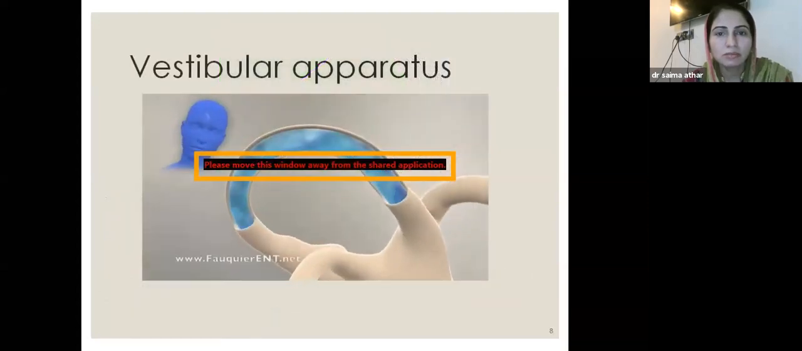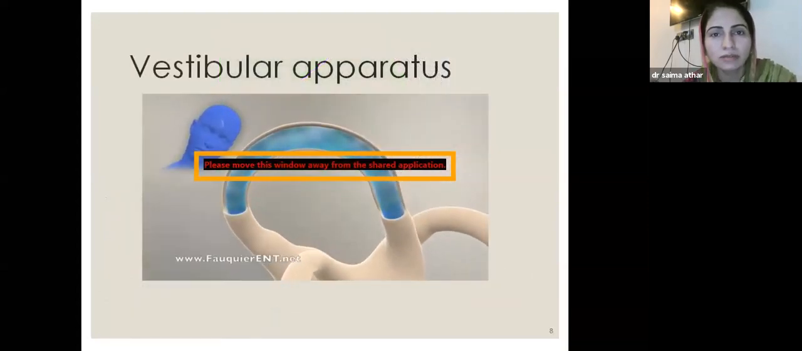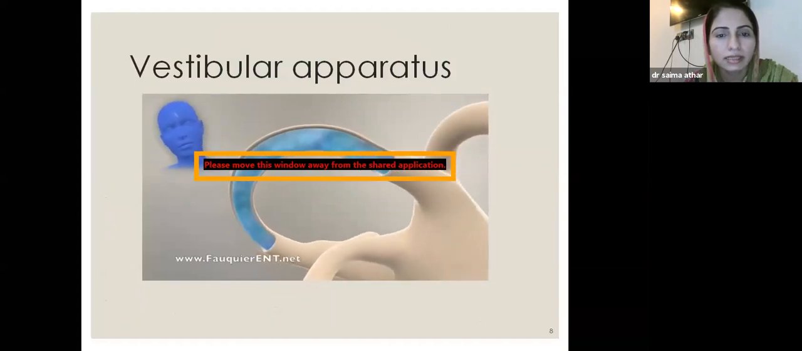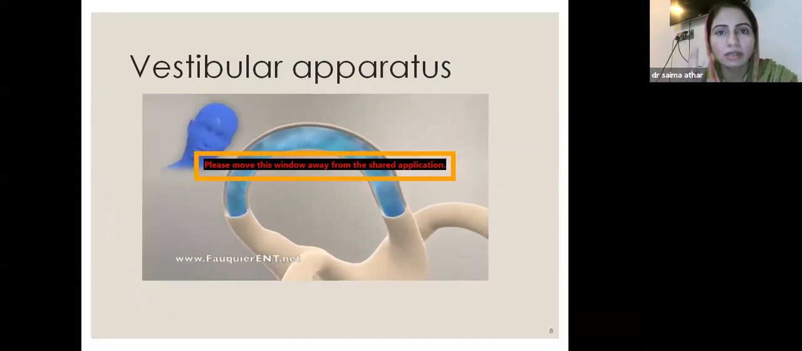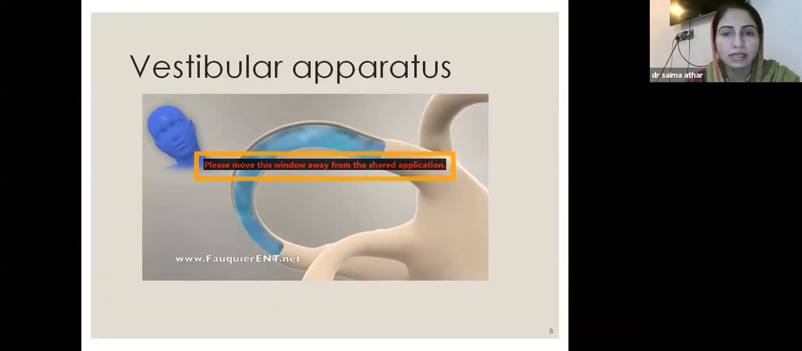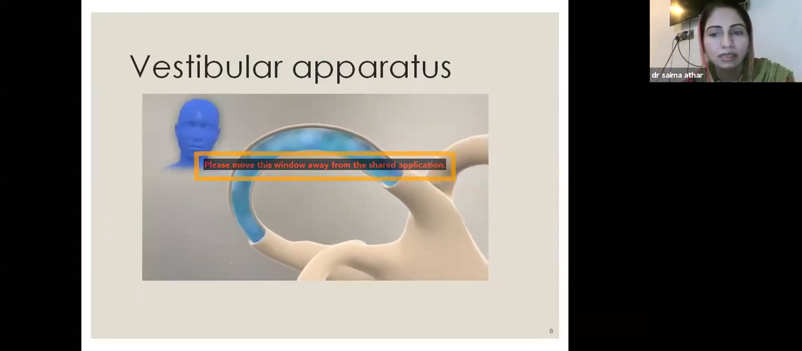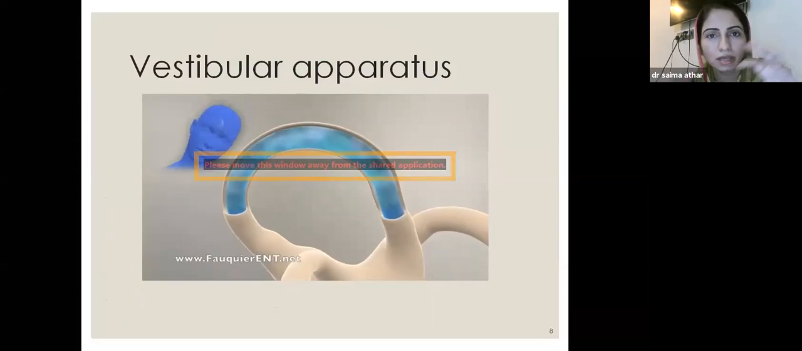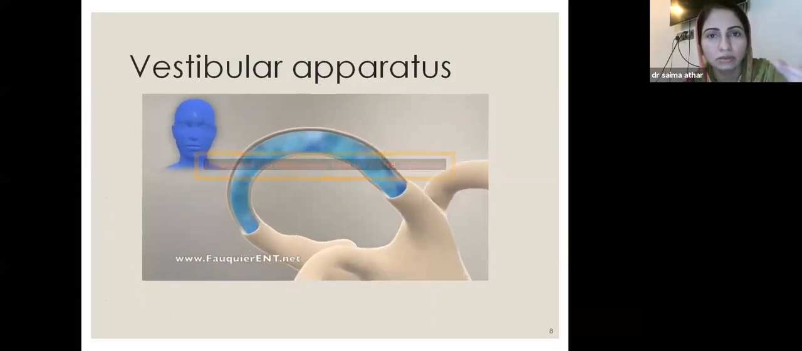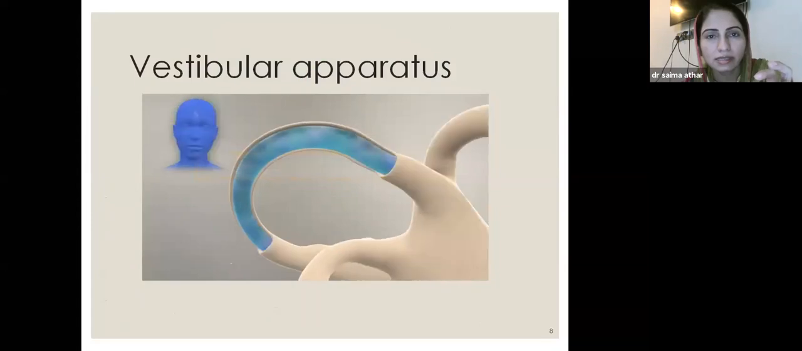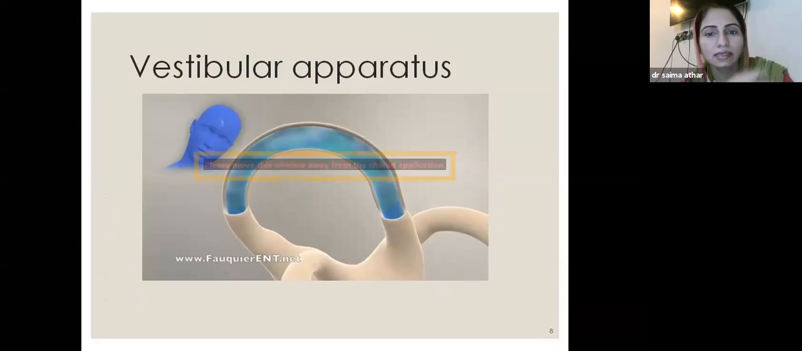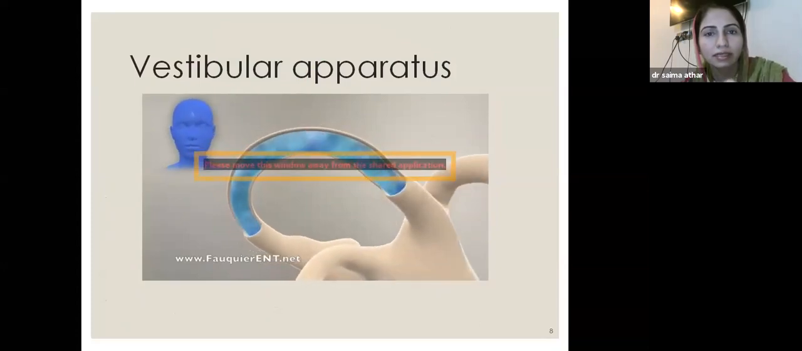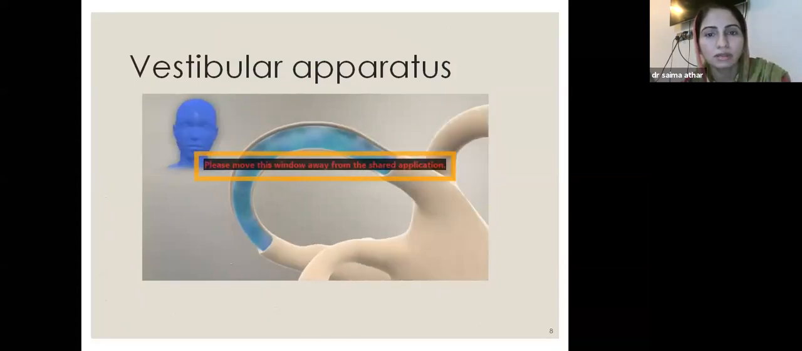Okay, this is the vestibular apparatus. That was about the organ of Corti, and the vestibular apparatus has three semicircular canals. Okay, and there are 5 openings within the utricle. I hope you all are clear about saccule and utricle. Saccule is connected to the cochlear duct, and the utricle is connected with these semicircular canals.